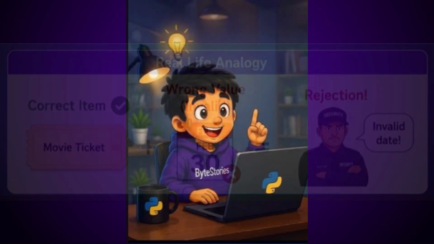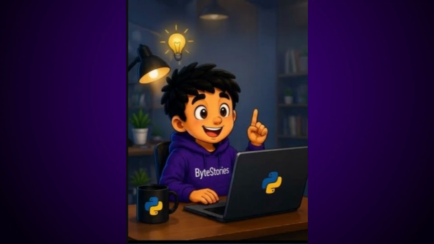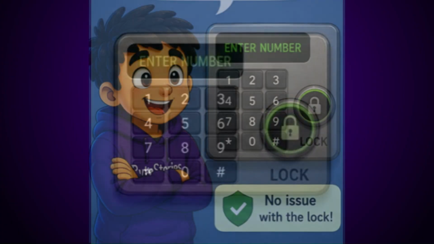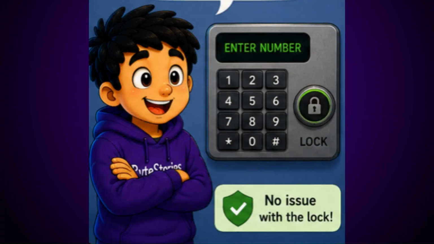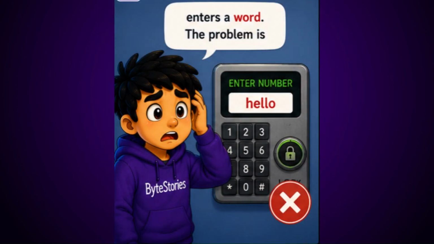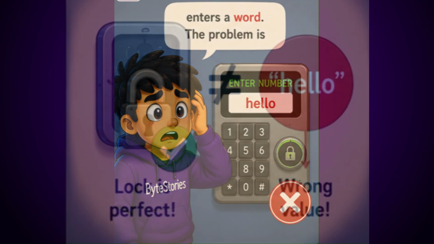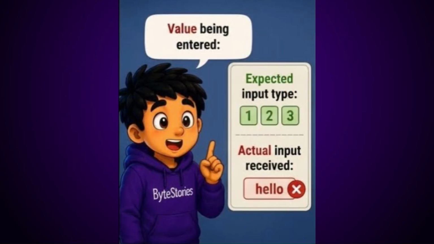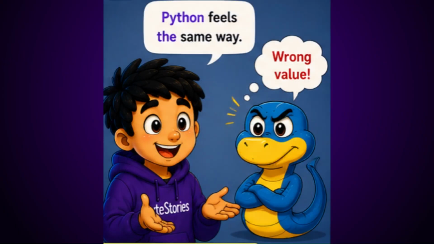Think of it like this. Alex has a lock that accepts numbers only. The lock is working perfectly. But instead of entering a number, he enters a word. The problem is not the lock. The problem is the value being entered. Python feels the same way.